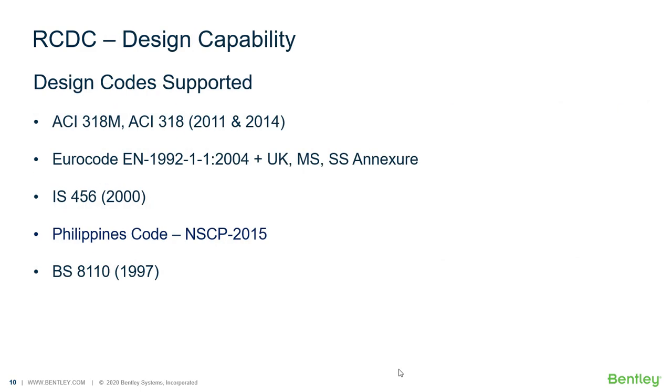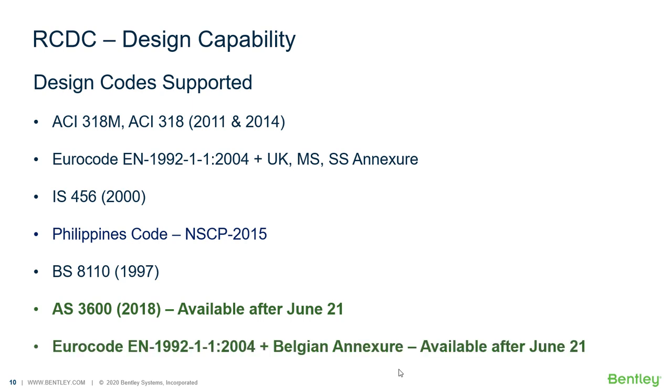Now let's look at the codes that are supported. Currently RCDC supports ACI 318 metric as well as ACI 318 FPS units, 2011 and 14 versions. Eurocode, it supports the base code as well as UK, Malaysia and Singapore annexures. It supports the Indian code, the Philippines code, and the old BS code. And very soon it will support the Australian code, 2018 version, and the Belgian annexure for the Eurocode.